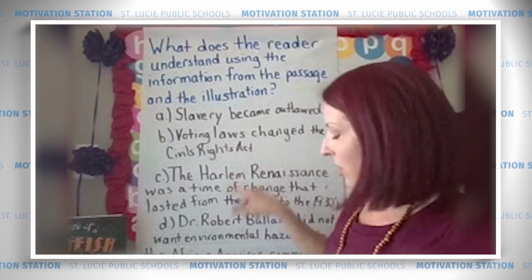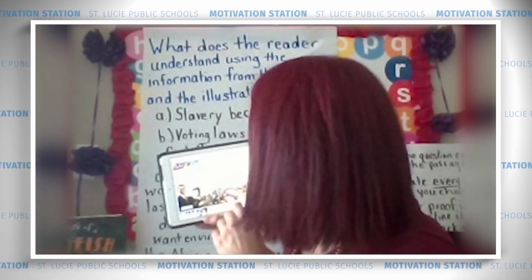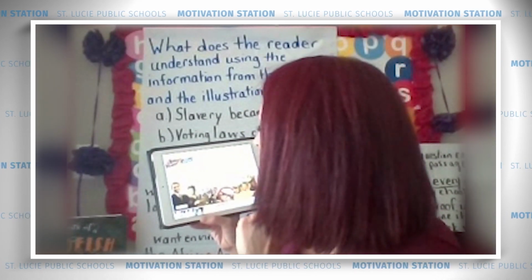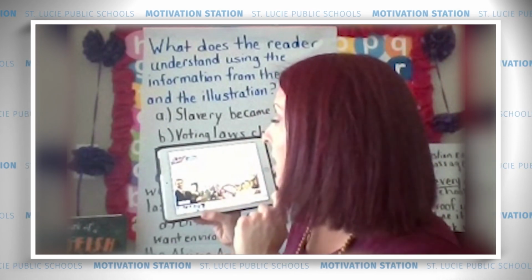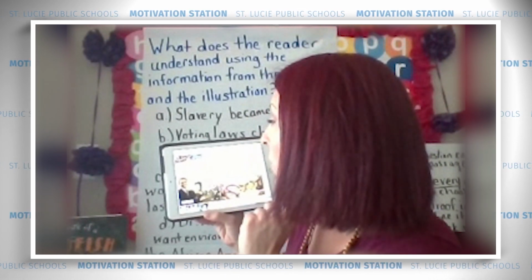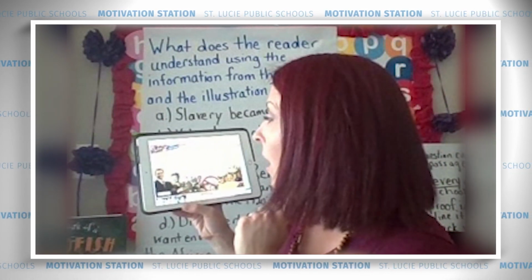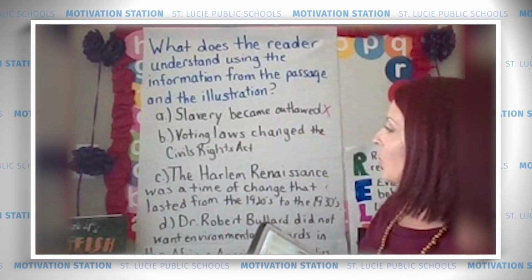Voting laws changed the Civil Rights Act. Let me see right here. I do see the Civil Rights Act, so let's check that one. It also protected the rights of all minorities. The Civil Rights Acts of 1964 paved the way for better relations between people of all races and helped all people be treated as equals. So, B, C.